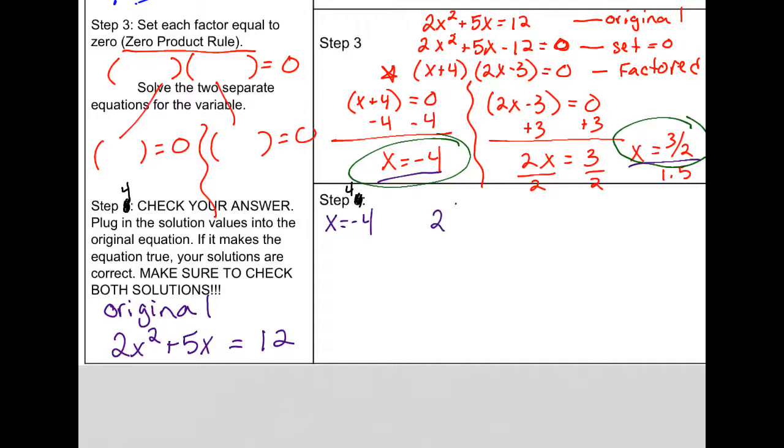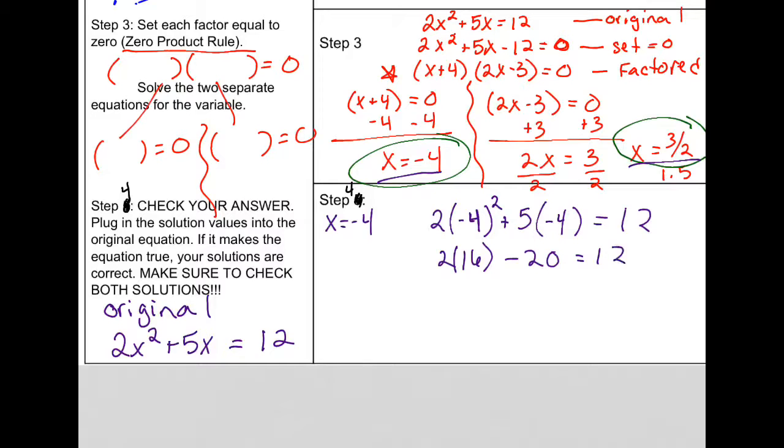I'm going to take the original equation, and wherever there was an x, I'm going to substitute in that solution of negative 4. Then I'm going to follow PEMDAS, which says negative 4 squared is a positive 16. And I can go ahead and do positive 5 times negative 4 is negative 20. Then 2 times 16, which is 32. And 32 minus 20 is 12. And 12 does equal 12. So I know my first solution of x equals negative 4 is correct.